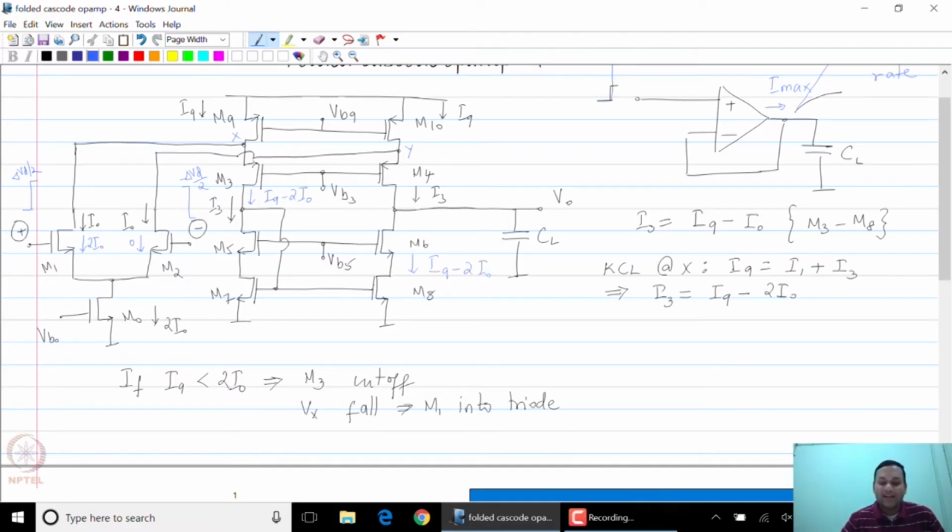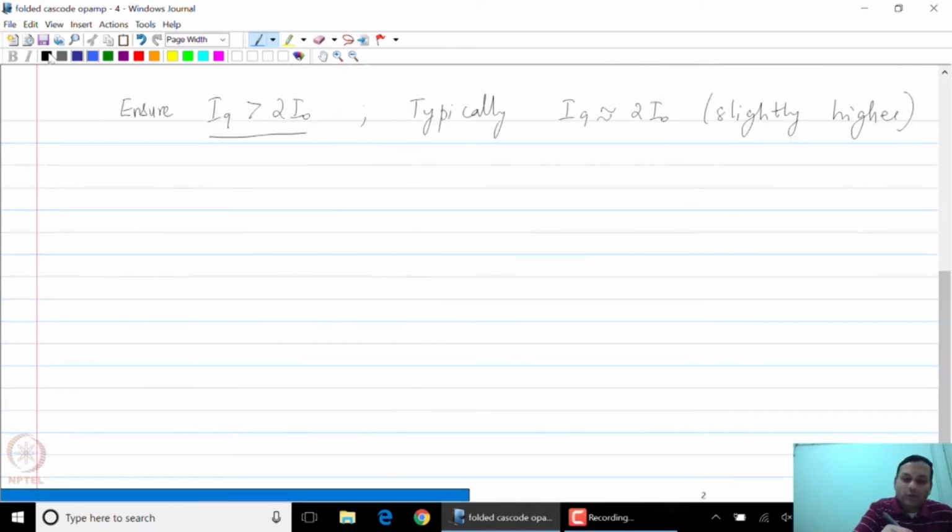Now what happens to the other path? M2 is clearly cut off. Therefore, the current I9 now completely flows through M4 and M10. There is no current I0 that is being pulled out of Y into the input stage. So this current is 0. Now this means that a current 2 I0 flows through the load capacitance, and therefore the slew rate is equal to 2 I0 over CL.